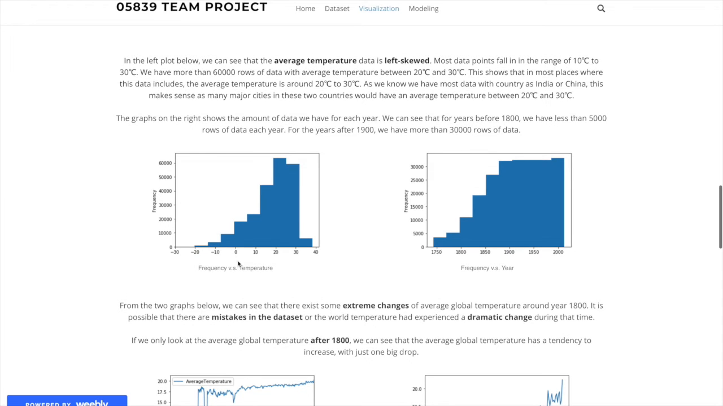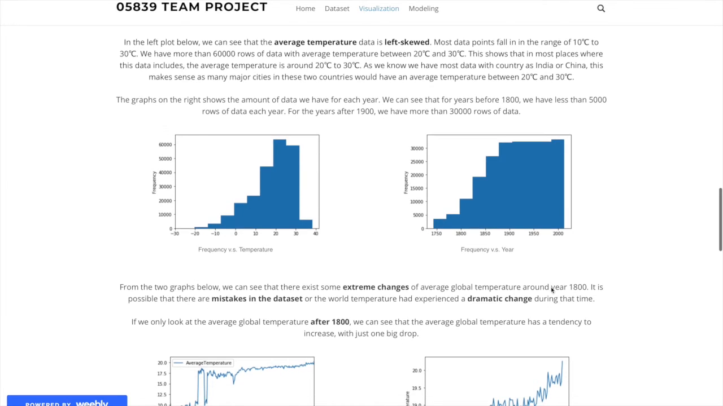So we're plotting the average temperature versus the frequency with which the temperature appeared in the data set. We can see that the data is left skewed a lot. So we have much more data that is around 20 to 30 degrees Celsius, rather than around 0 degrees Celsius. Also in the plot on the right, we can see the frequency versus year. We can see that starting from around 1900, we have a consistent amount of data points that is more than 30,000. For years before 1800, there aren't that many data points per year.